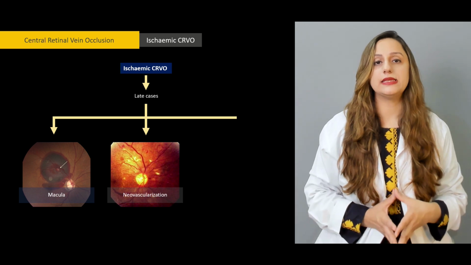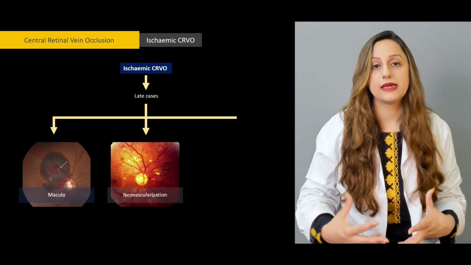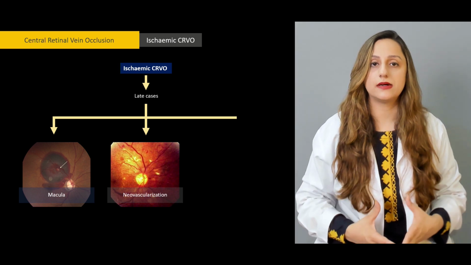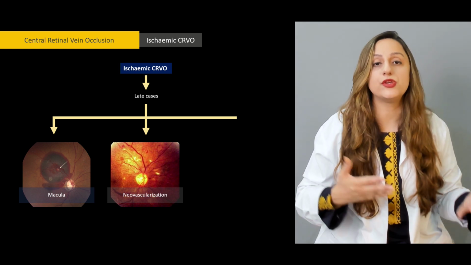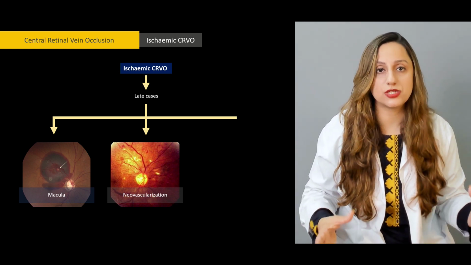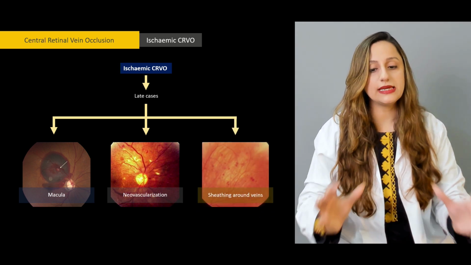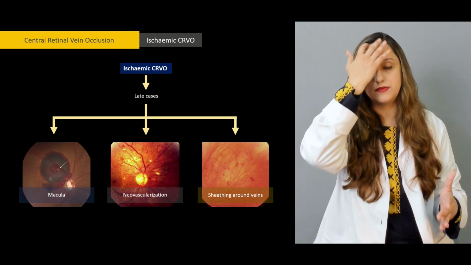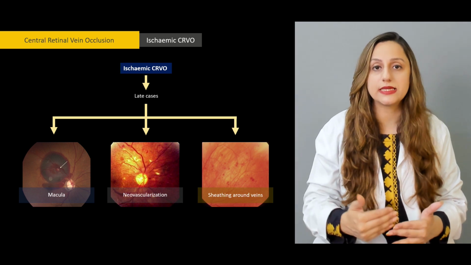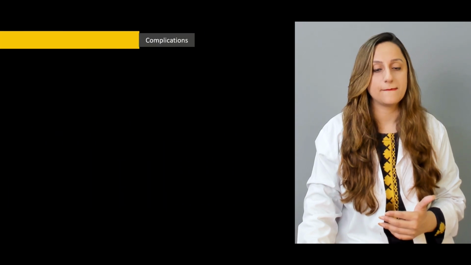Then obviously when this ischemia is sensed by the body, that is going to start a process of neovascularization, which can be the NVDs, neovascularization at the disc, or the NVEs, neovascularization elsewhere in the retina. Then we have the sheathing around the veins. It's another very important finding that is going to give you a clue that it is basically an advanced stage of the central retinal vein occlusion in that patient.